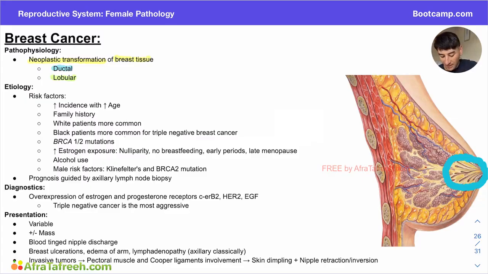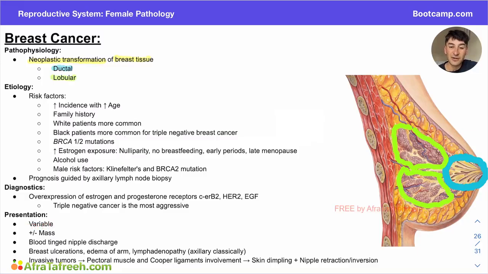And then behind that we have our lobular tissue, which I'm highlighting here in green, and this is going to be the tissue that is responsible for creating milk. So these are the milk producing lobules, and the ducts are where the milk that has been created goes out towards the baby.